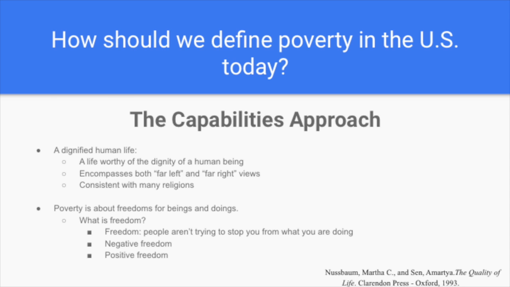What is freedom? Freedom means people aren't trying to stop you from what you're doing. There are two specific types of freedom: negative freedom and positive freedom. Negative freedom means you're free only if people aren't messing with you or trying to stop you. Positive freedom means the capacity to choose or do different things, whether or not people are messing with you, is completely in your hands.